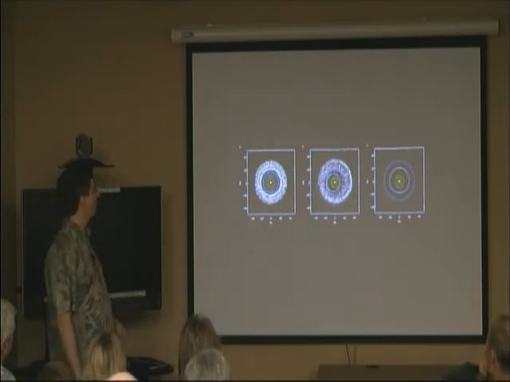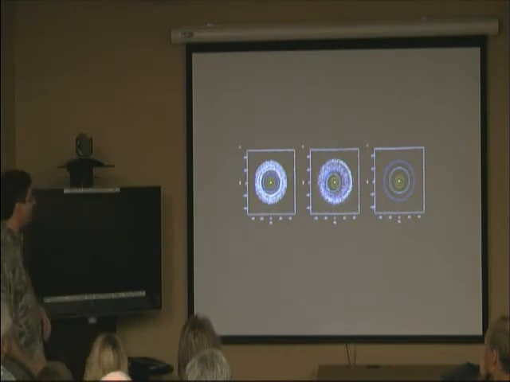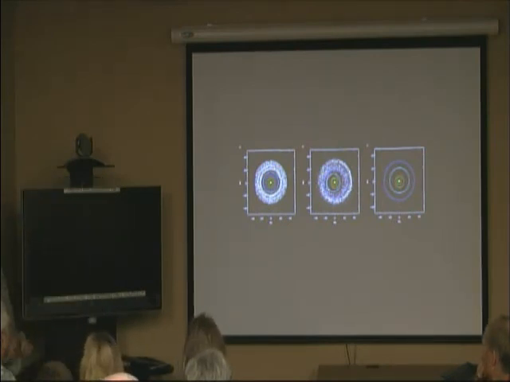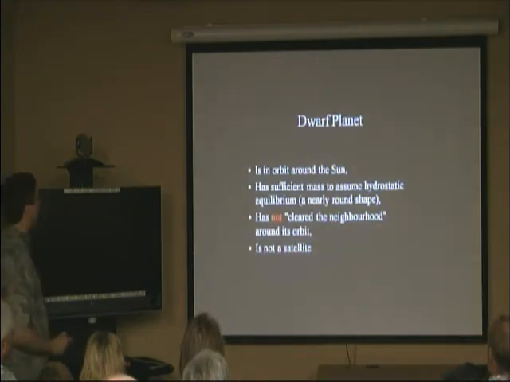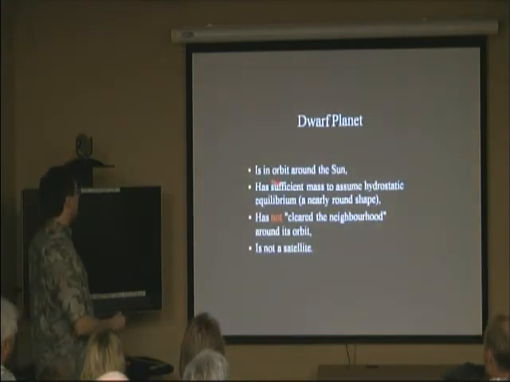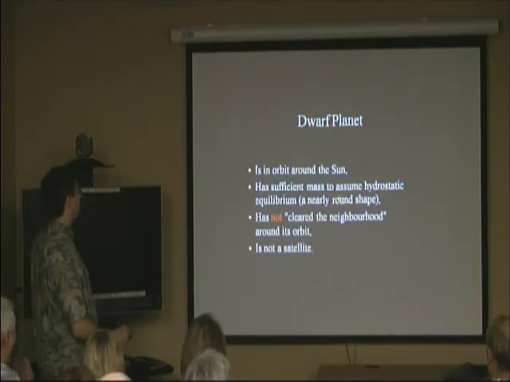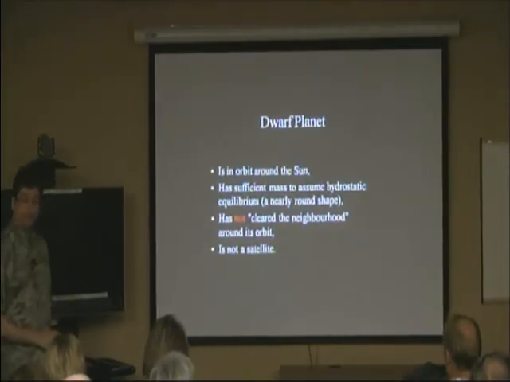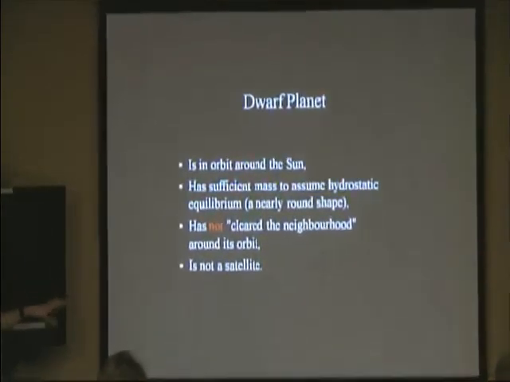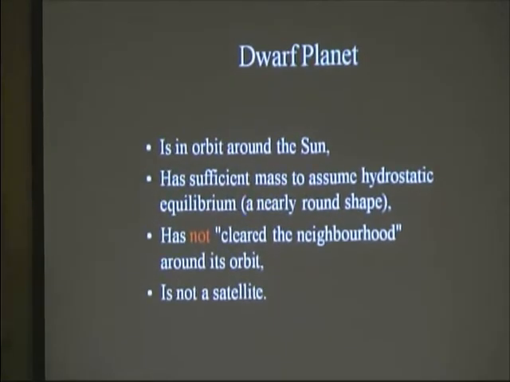Okay, some scientists try to agree on it like that. But if it orbits the sun and has hydrostatic equilibrium, then it's a dwarf planet. And with this definition, we now have 5 dwarf planets.